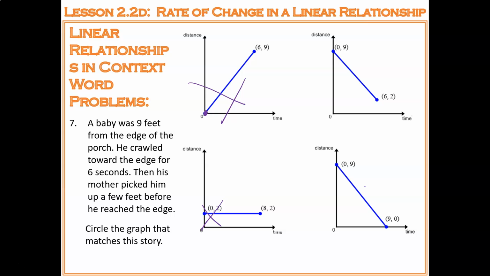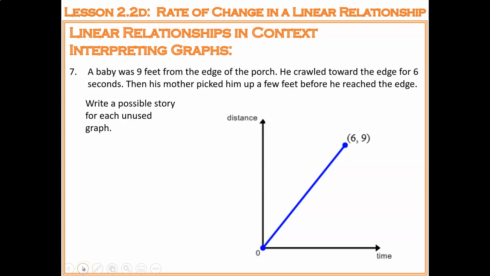So it says that he crawled towards the edge for 6 seconds. So here the time is 6, and then he stopped. So if we use this one, that poor thing would have gotten to the edge of the porch. But here, mom stopped him just a few feet before the edge. So that is the correct choice there. All right. Number 7. Let's go to number 8.